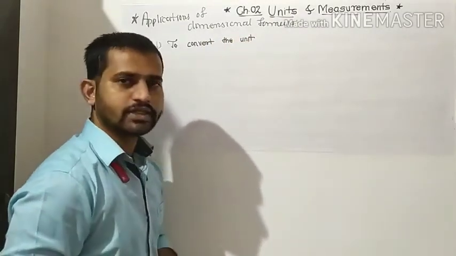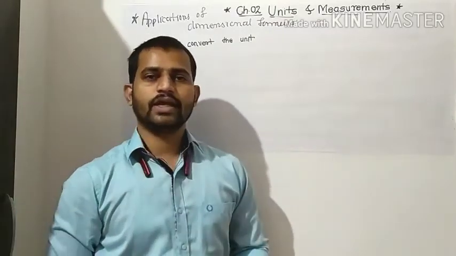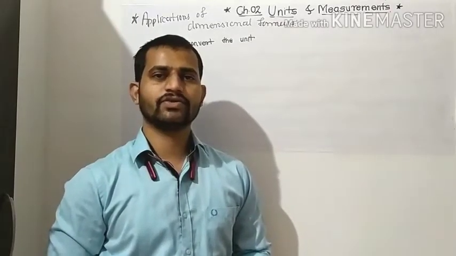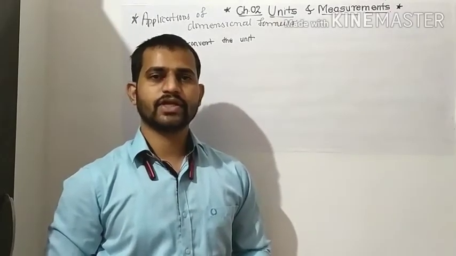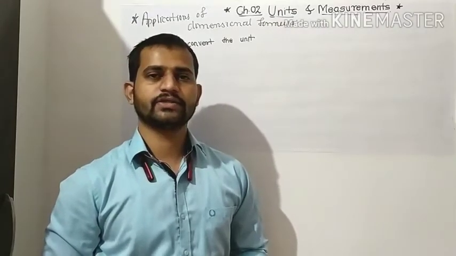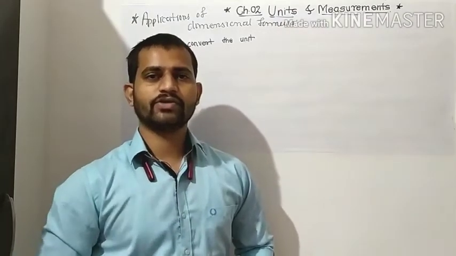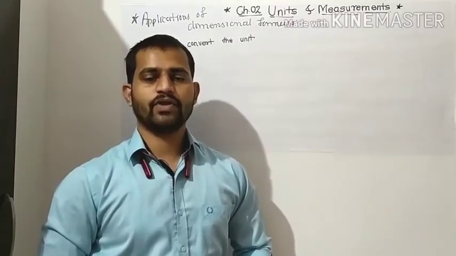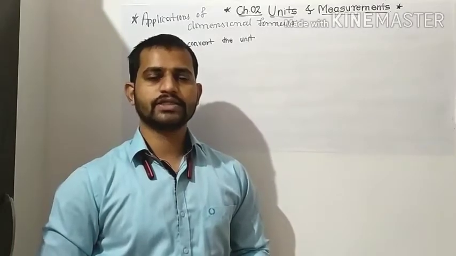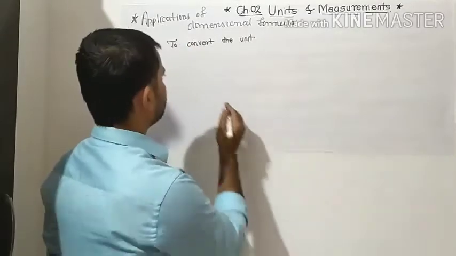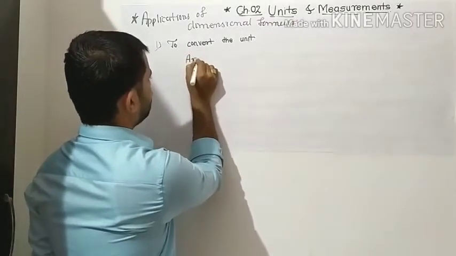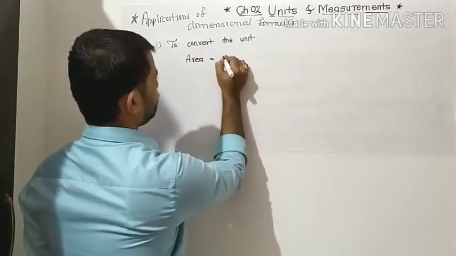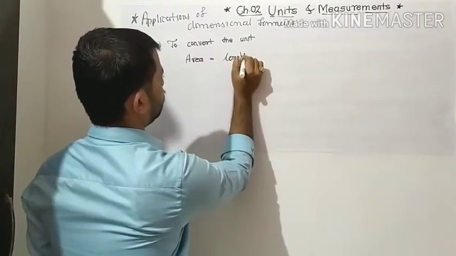Any physical quantity can be expressed in any unit, like the CGS unit, MKS unit, FPS unit, or the SI units. Whatever the unit of that particular basic physical quantity, the dimensional formula of that quantity will never change. Let us take the example of the area. Suppose we have to find the area. What is the physical formula for the area? It is length into width.